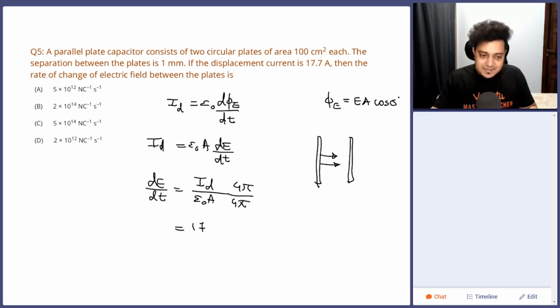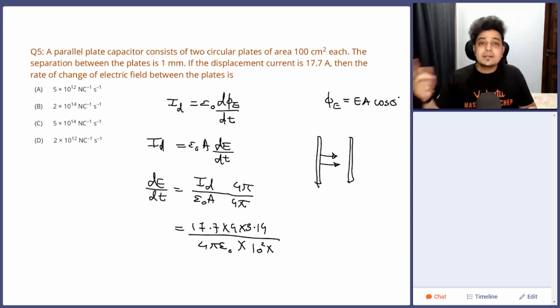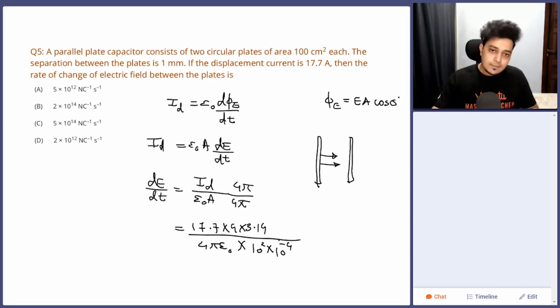So displacement current is given 17.7. This is 4 into pi value 3.14, divided by 4 pi epsilon naught into area value. Area is given as 100, so that is 10 raised to 2, but it is in centimeter square. Converting it to meter square will be 10 raised to minus 4. Now you can see that this is 4 pi epsilon naught in the denominator, so that is basically 1 upon 4 pi epsilon naught. We can treat it as Coulomb's constant K, which is 9 into 10 raised to 9.